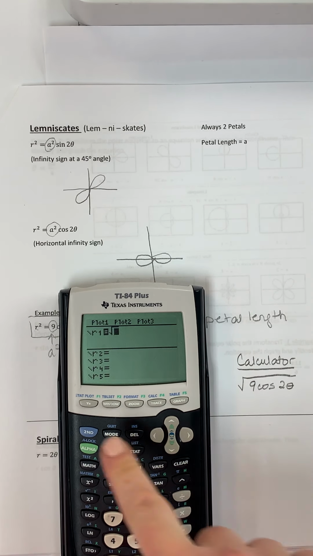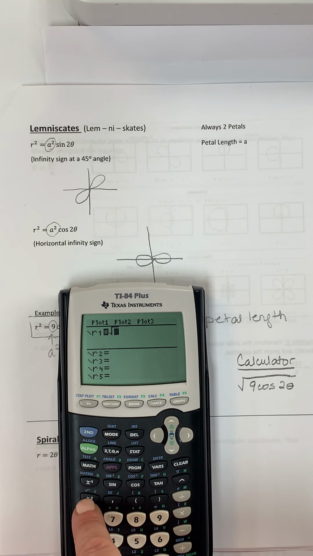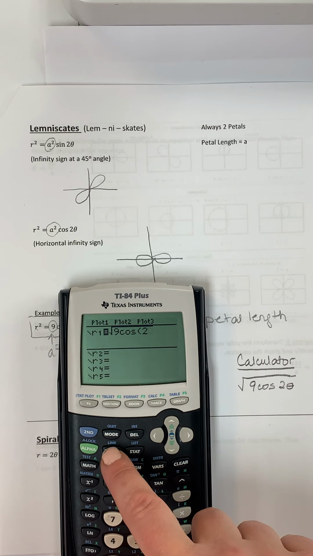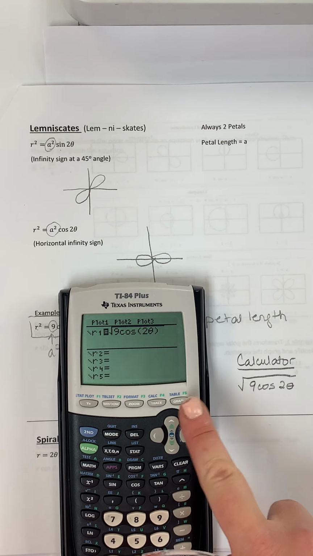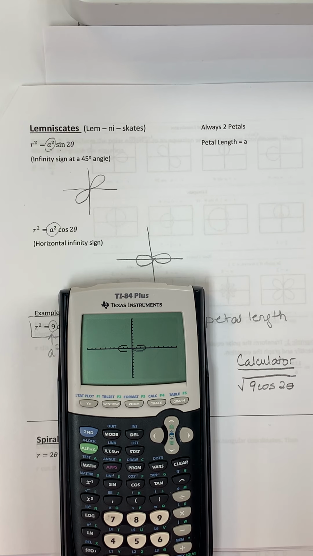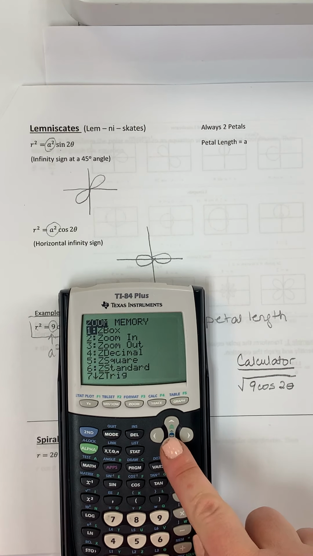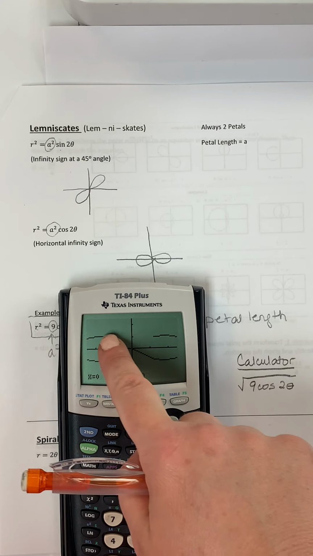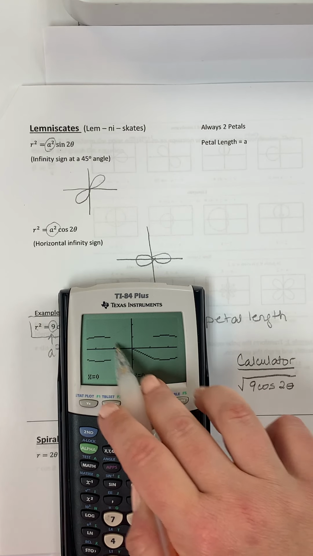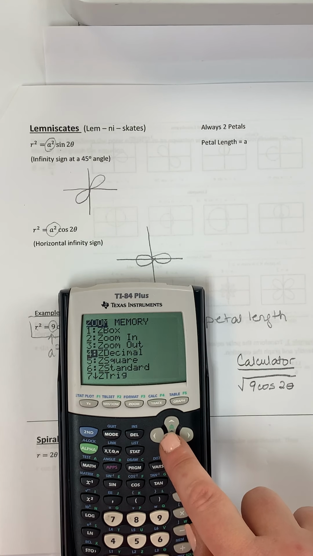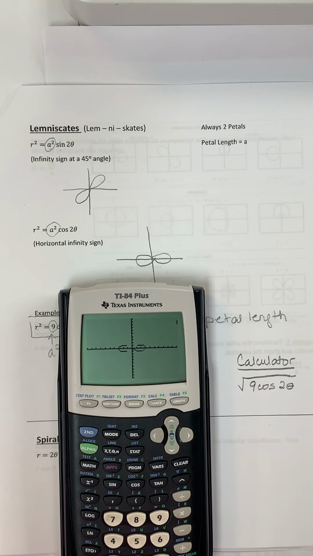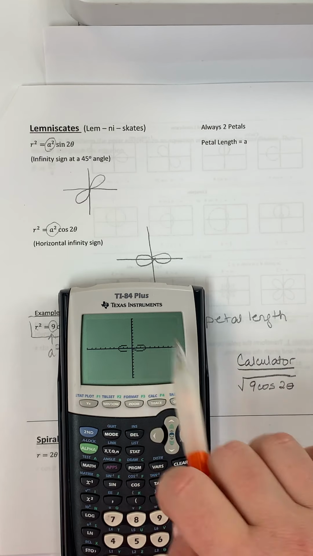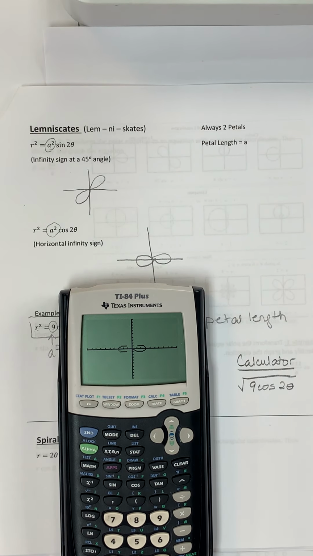Big square root sign. I just hit second x squared, and that popped up. Then I'm going to put 9 cosine 2 theta. The whole thing is under there. And I'm going to hit graph. Now that's all it gives me. I don't know if you can see that there. You're going to have to use your imagination to fill in the rest. Because again, it's just an infinity sign every single time. So there you go. We have a petal length of 3. It's horizontal, and you can fill in the rest.